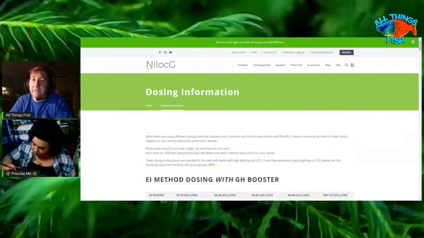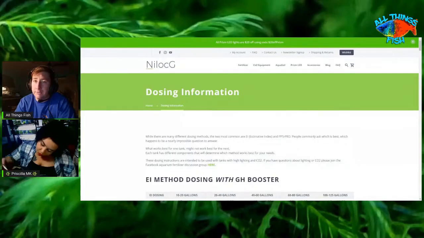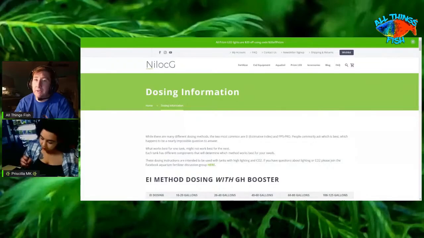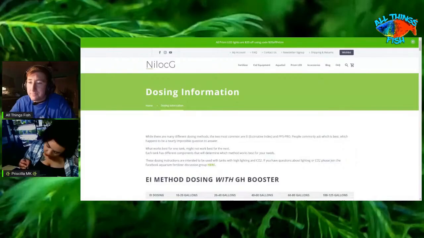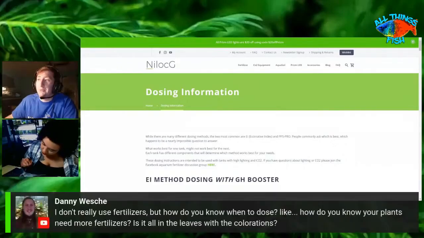PPS is a little bit different in that you're testing the water pretty regularly, and you're dosing enough so that the plants consume all of it in a day, more or less. So you're not going to have those extra nutrients in the water column. It's a bit more labor intensive. You do have to do more testing and more tweaking. However, if you're running a shrimp tank and you need to be a little more precise with your water parameters, you are able to do so using the PPS system.